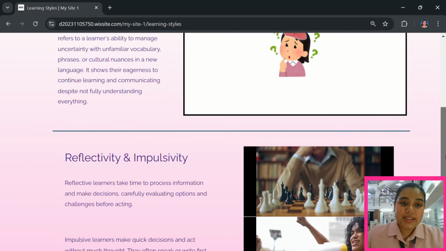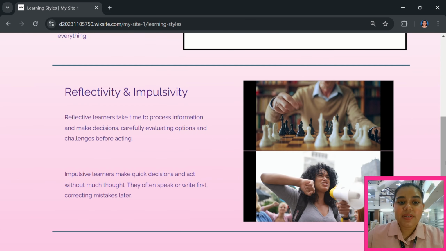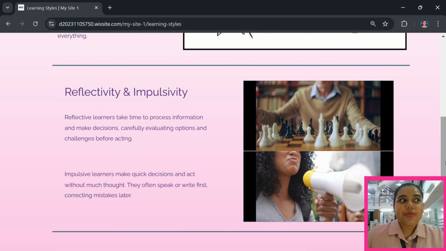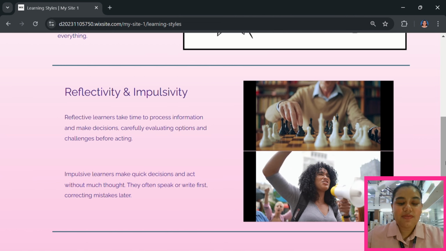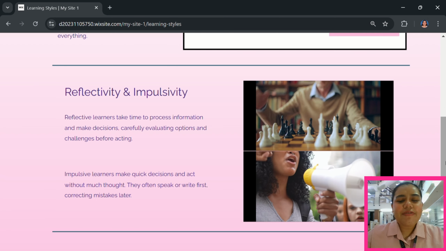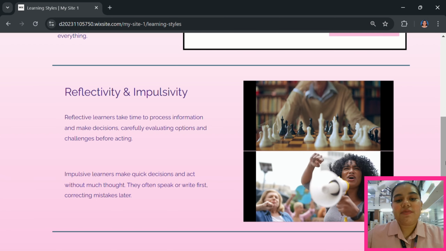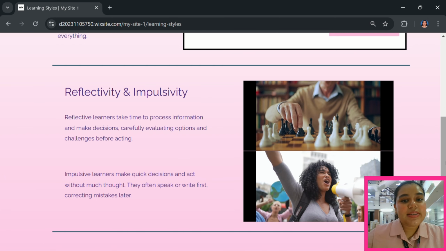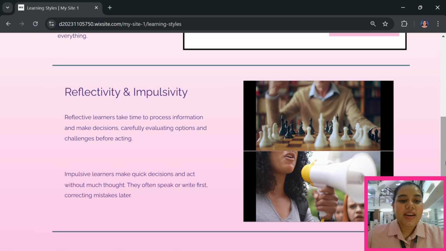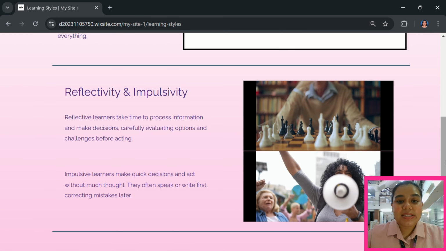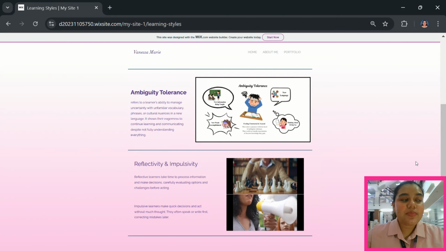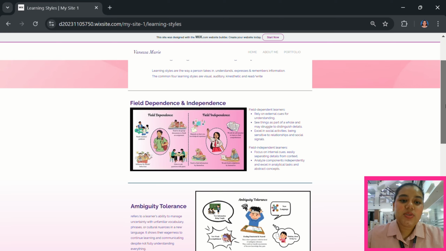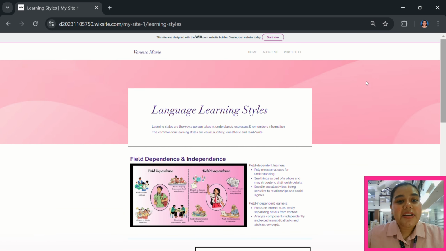And last but not least is reflectivity versus impulsivity. Reflective learners are those who take their time to process information and make decisions. They often need more guidance and attention from teachers. Meanwhile, impulsive learners make quick decisions, preferring to act first and correct mistakes later. Understanding all of these styles helps to tailor teaching methods to meet learners' needs and maximize their potential.